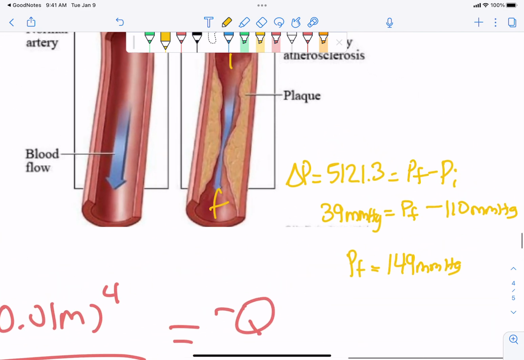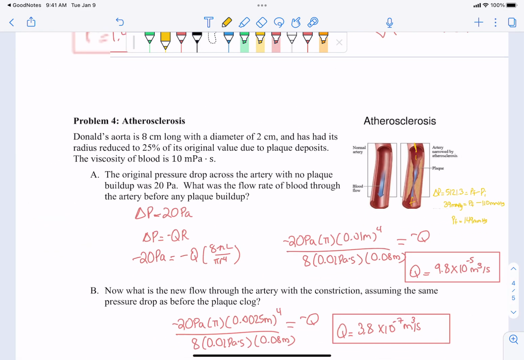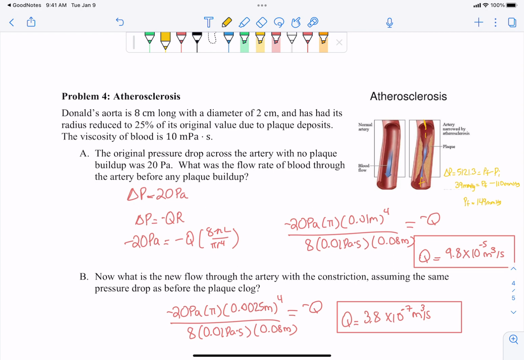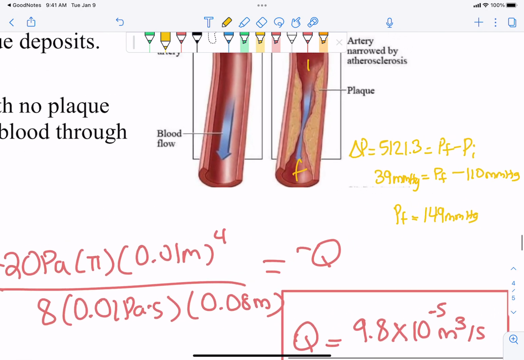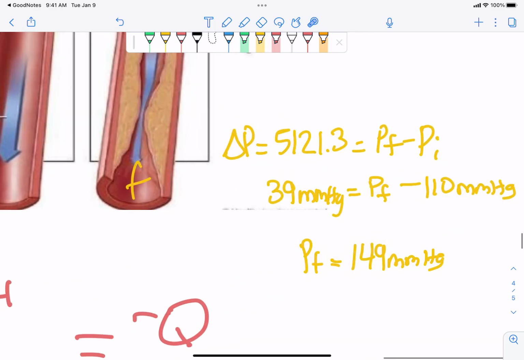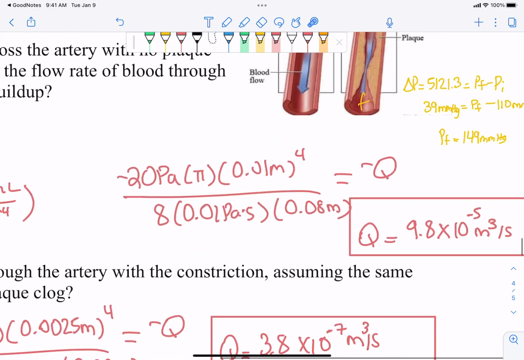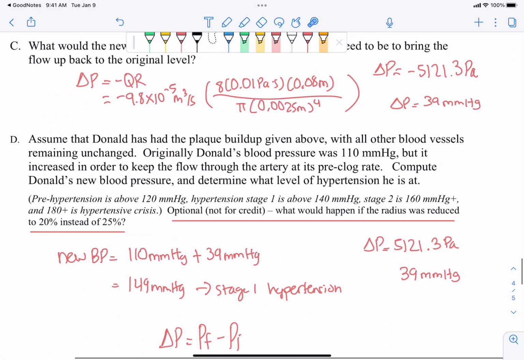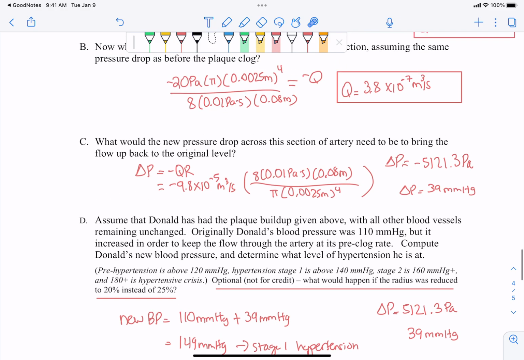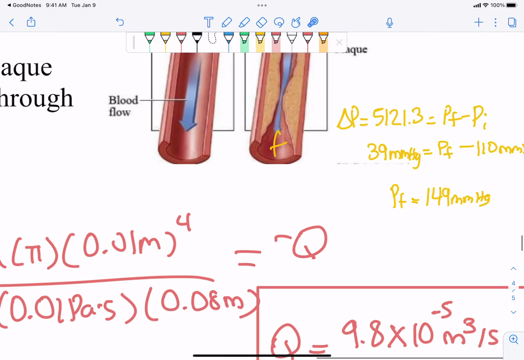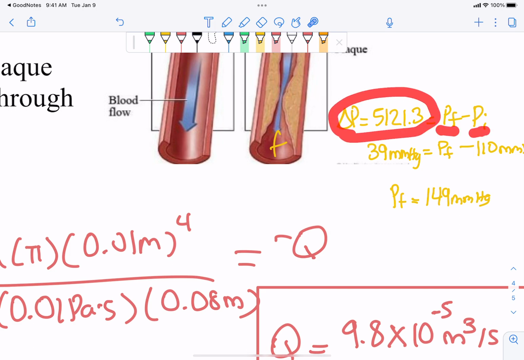Does that make a little bit more sense, relating it to the equation? The reason why this is positive now, instead of being a pressure drop, is because they said the original pressure was 110, but it increased. So if the pressure increased, our final blood pressure is actually greater than our initial. If this is greater than this, then your delta P is actually positive. So it's like taking the absolute value of it, or the magnitude.